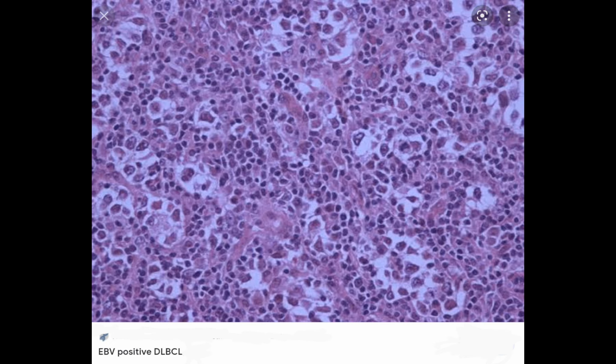Then this is a slide of EBV positive DLBCL. Basically, from this slide, we can't identify as such that it is DLBCL. In the history, it will be given that aggressive malignant lymphoma is there in a child or an adult. So the Ki index will be given and mitosis will be given, that high mitosis rate. From that, we will identify that it is diffuse large B cell lymphoma.